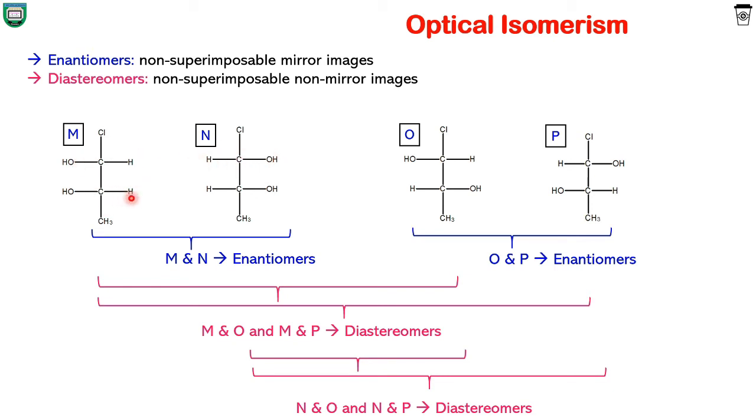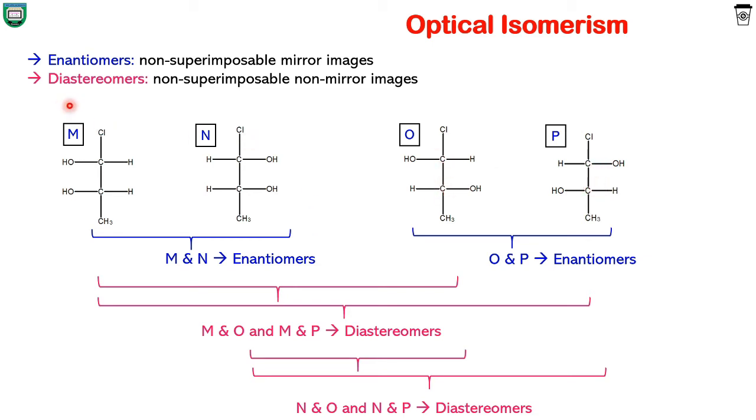Same way, this one has a right side H and left side OH, while this one has right side OH and left side H. So two chiral centers are inverted while we move from M to N. Same way, while moving from O to P, two chiral centers are inverted. These two are inverted in these two.